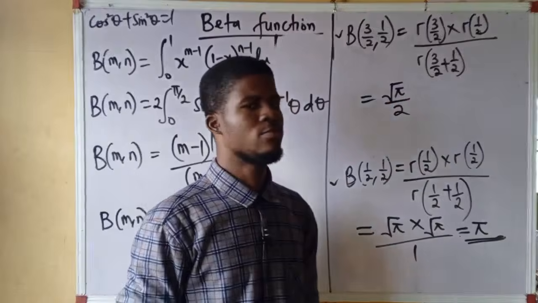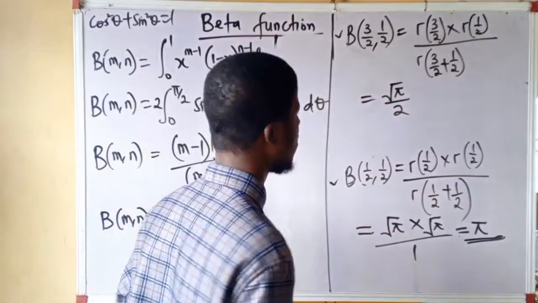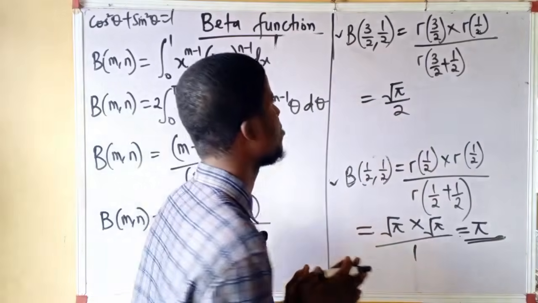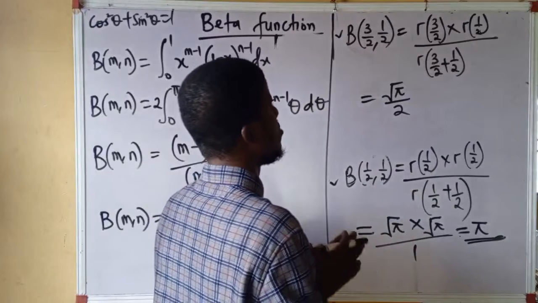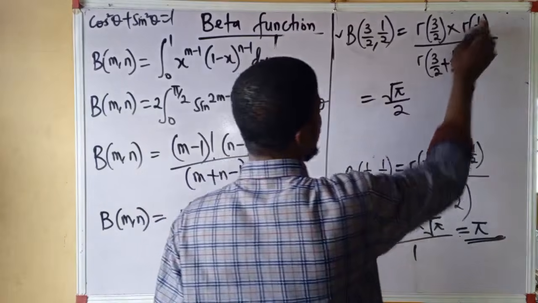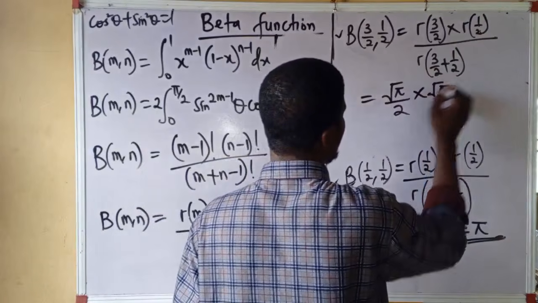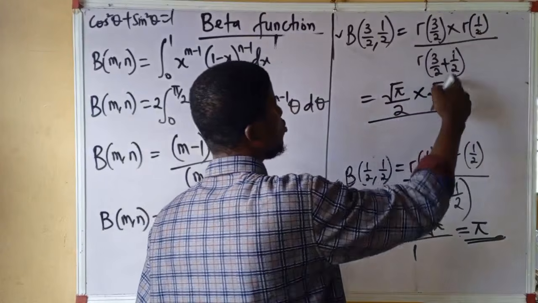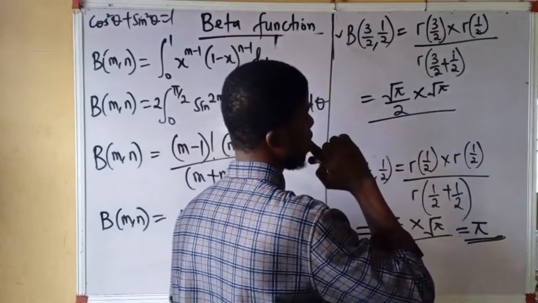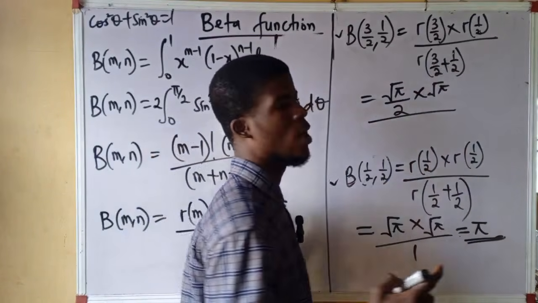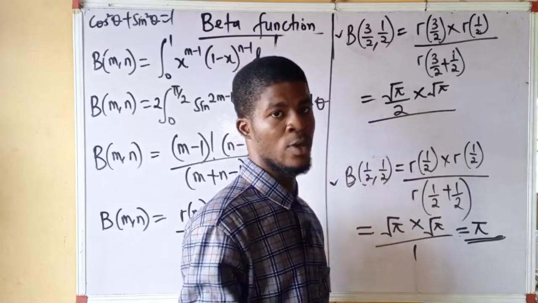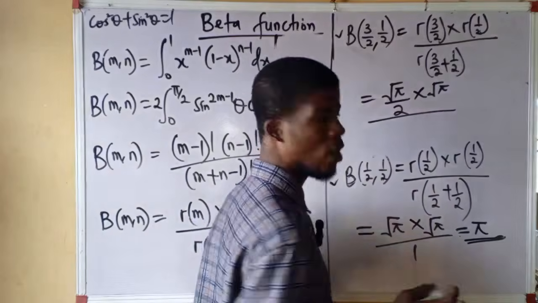I explained this in the video on gamma function, the first part. So if you have not watched that video, do well to watch so you understand basically what we are doing here. I'm talking about the first video on gamma function. Gamma of 1 over 2 is root pi. 3 over 2 plus 1 over 2 is 4 over 2, which is equal to 2. So we have gamma of 2 in the denominator. And gamma of 2 actually is 1 factorial, which is 1.